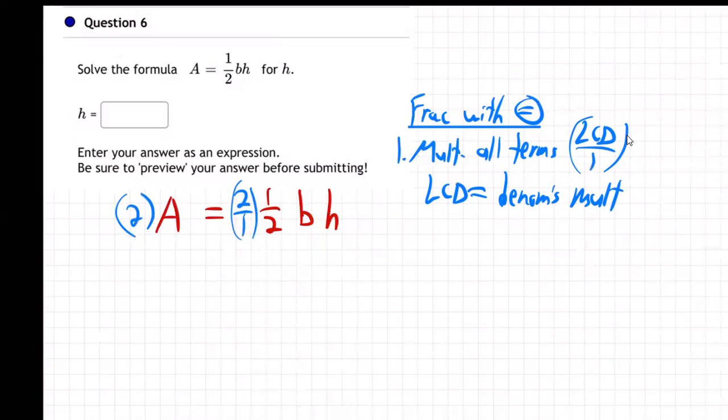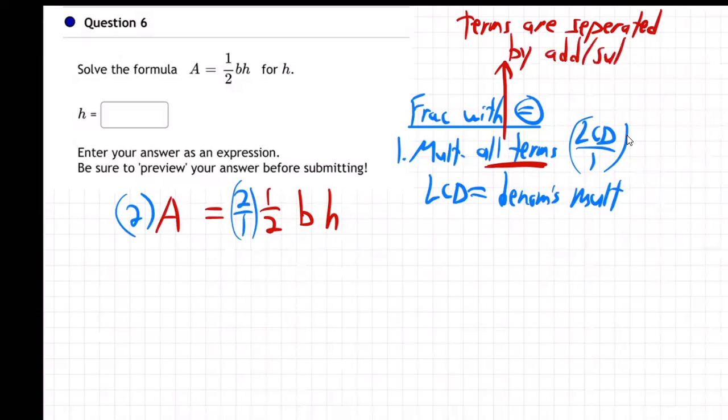It's not a fraction. Now you might be saying, Mr. Aaron, shouldn't we do the B and the H also? No, they're all one term. So now's a good time for me to define and talk about what terms are. Terms are separated from each other by adding, subtracting, plus and minus.